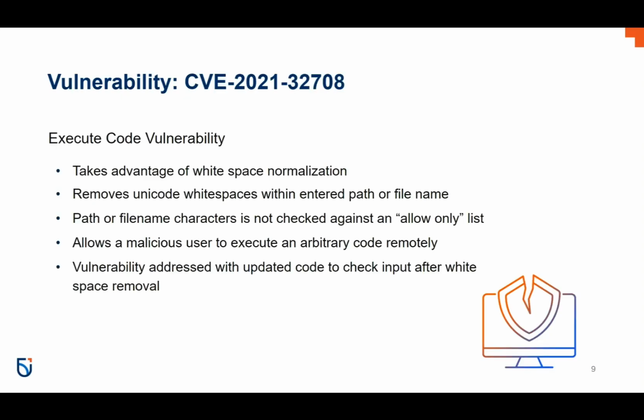Hello everyone. The vulnerability I will be talking about today is CVE-2021-32708. This is a code execution vulnerability that takes advantage of whitespace normalization. Whitespace normalization is the removal of white spaces within a code or path name. In the case of our application, the path or file name is not checked against an allow-only list, rather only checked against a deny list, which could be exploited.